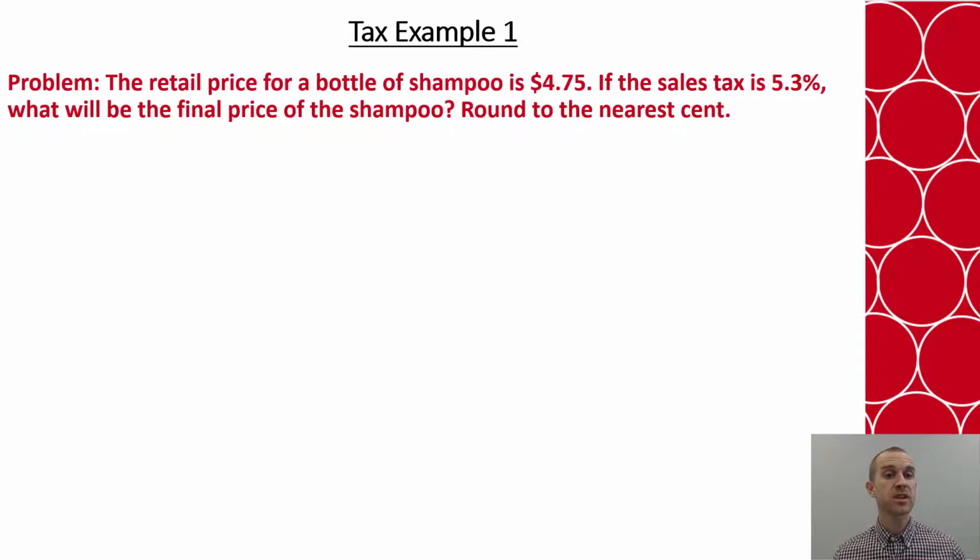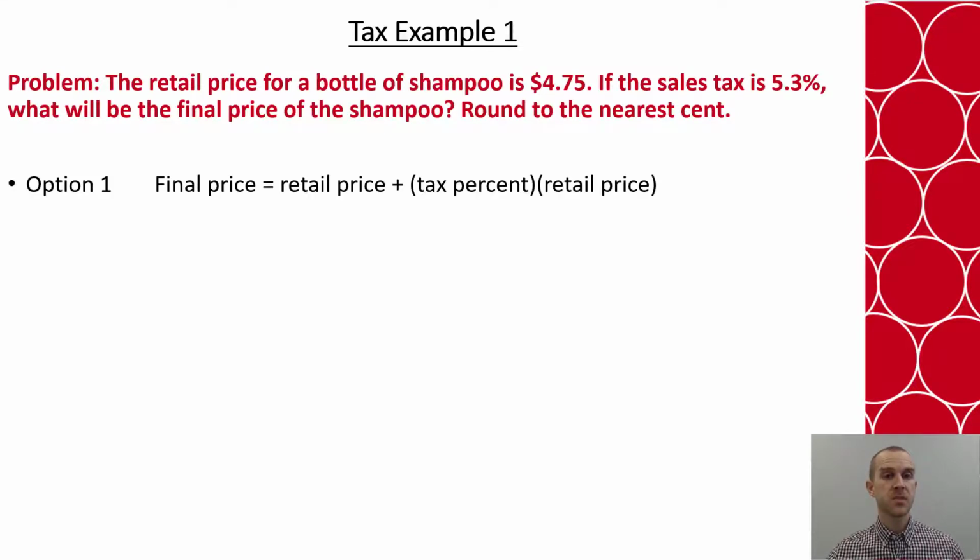Say the retail price for a bottle of shampoo is $4.75. If we have a sales tax of 5.3%, what is the final price? Make sure to round to the nearest cent or the nearest hundredth place. So we start with this first option. Final price should equal the retail plus the tax times the retail.